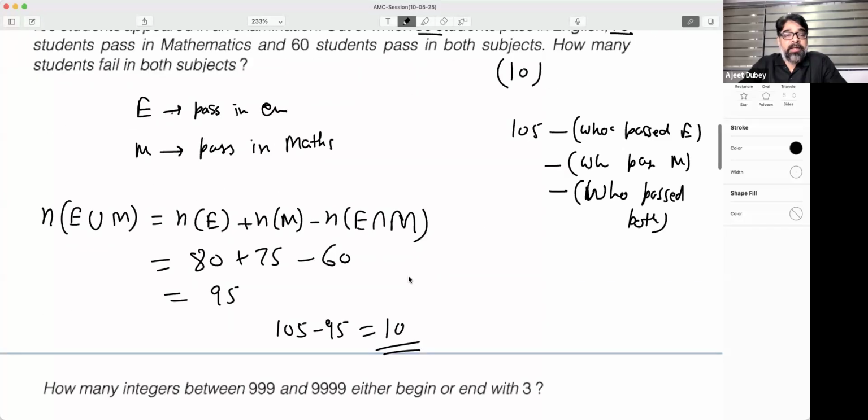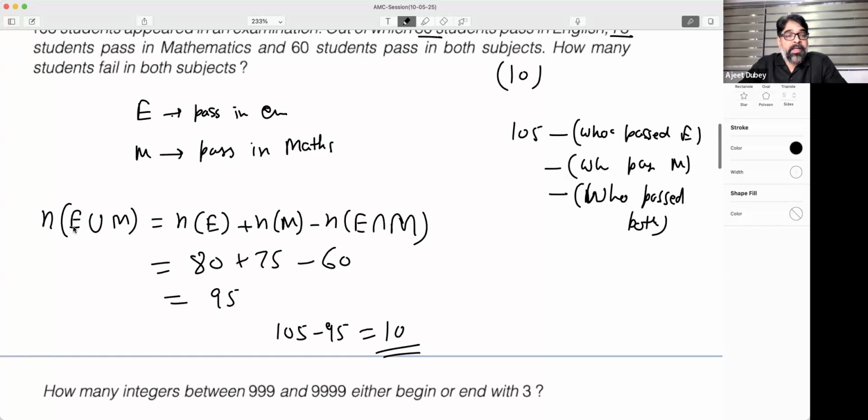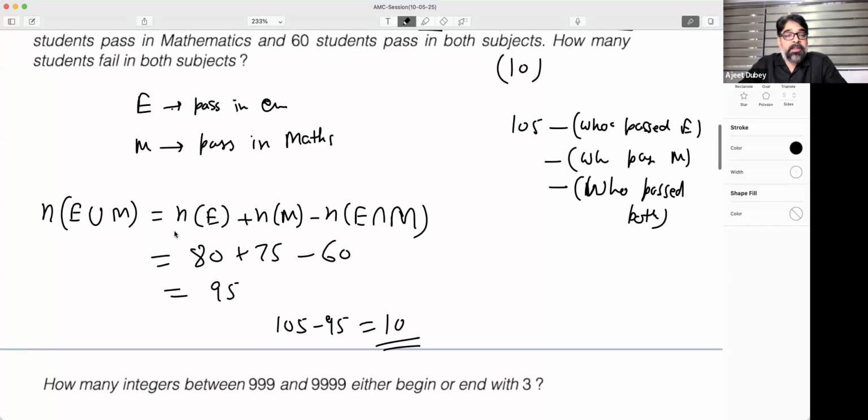Sheikh, how did 95 come? Check it here. E union M will be what? N of E means those students who pass in English plus those students who pass in mathematics. And in this, there are some common elements. What common element? Who pass in both examinations. So I subtract them one time. This value is already given.